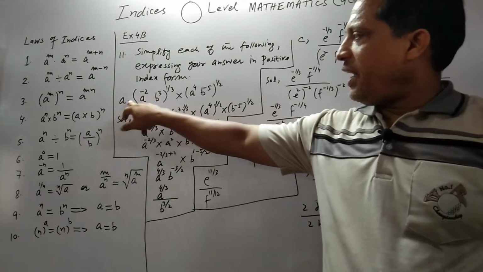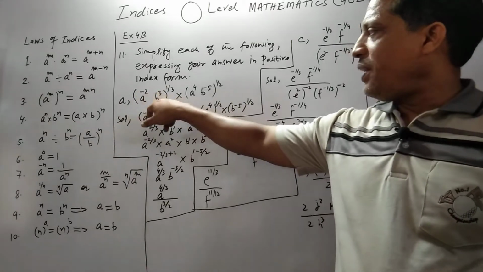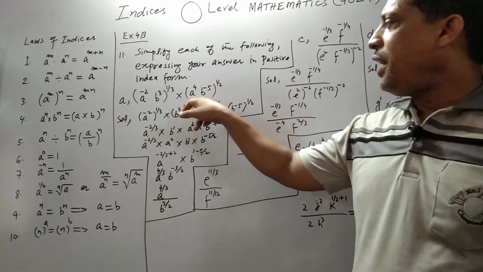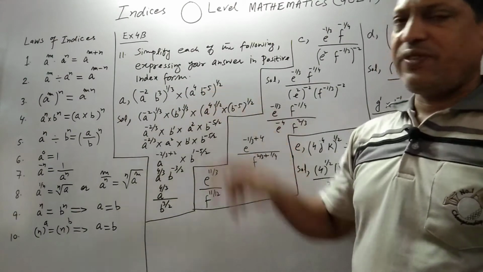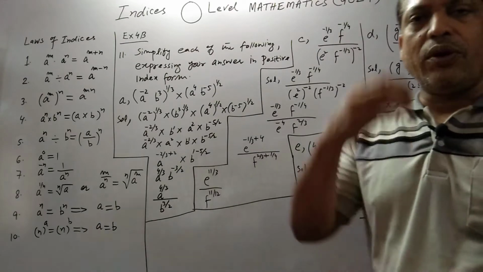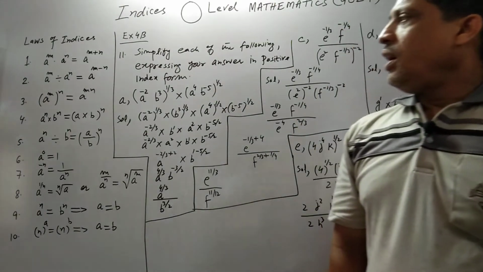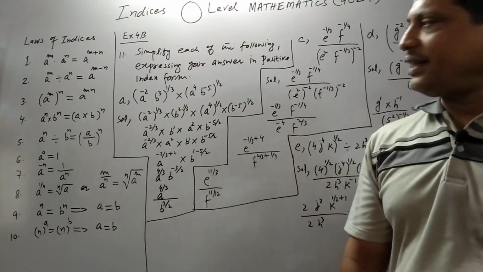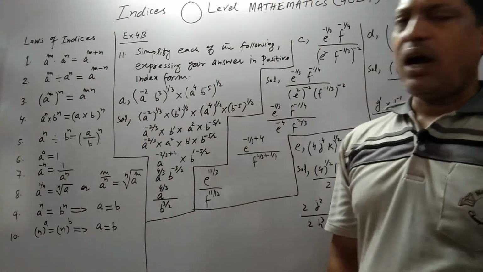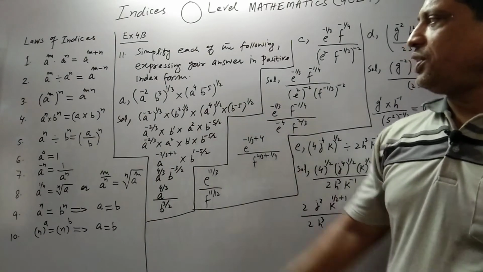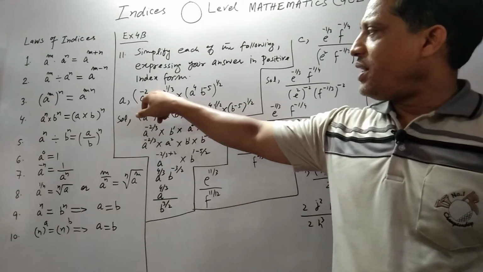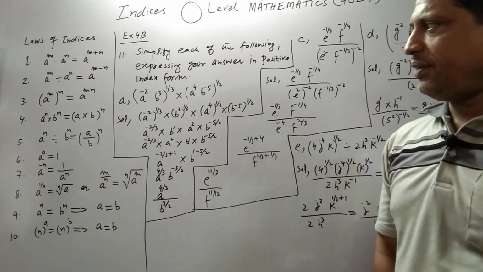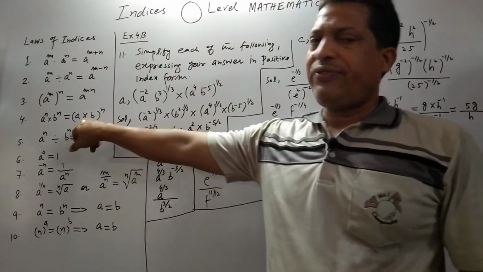Given part a: (a^-2 b^3)^(1/3) multiplied by (a^4 b^-5)^(1/2). By using laws of indices, we have to simplify this expression. How to apply the law? See this: (a^-2 b^3) to the power 1/3. Which law is applicable? Definitely law number 4.